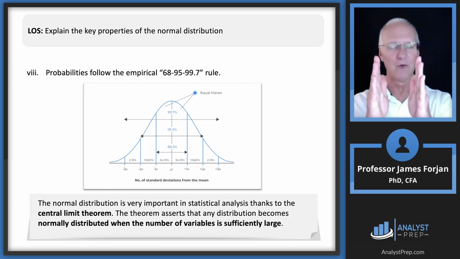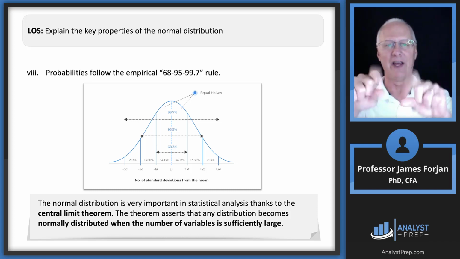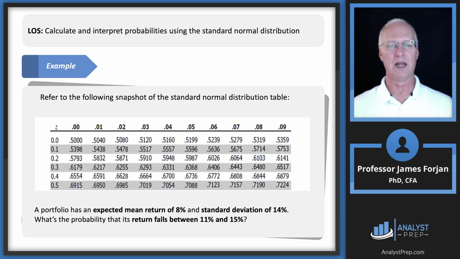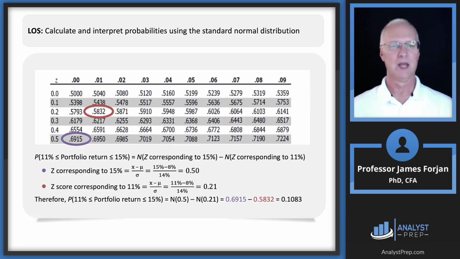And so we're getting out our ruler and we're going to try to measure the area under the curve in between those two numbers of 11 and 15%. And so that's what we're doing right here. All right, so look at the purple dot. The z value corresponding to 15% turns out to be 0.5. The z value corresponding to 11% turns out to be 0.21. So we've circled those here.